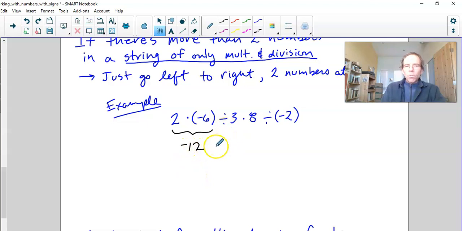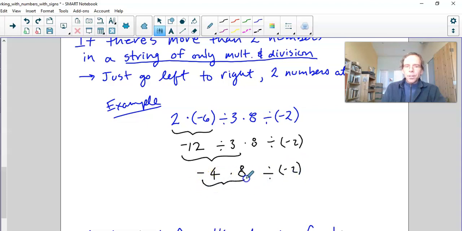And now I'll just copy what we have above. And now we're going to do the next 2 numbers. Negative 12 divided by positive 3. It's a negative and a positive, so the result's going to be negative. 12 divided by 3 is 4. Times 8. I'm copying what's above now. Now we do the next 2 numbers.